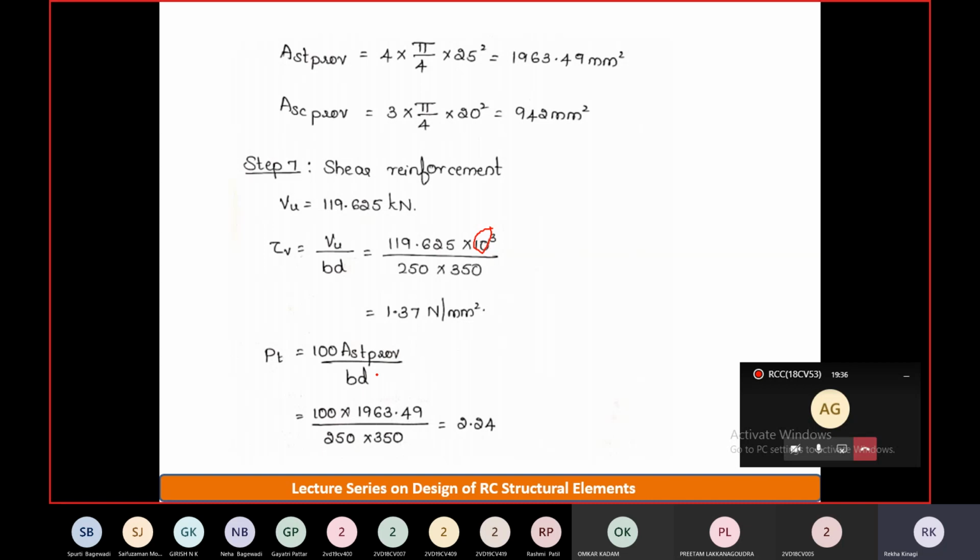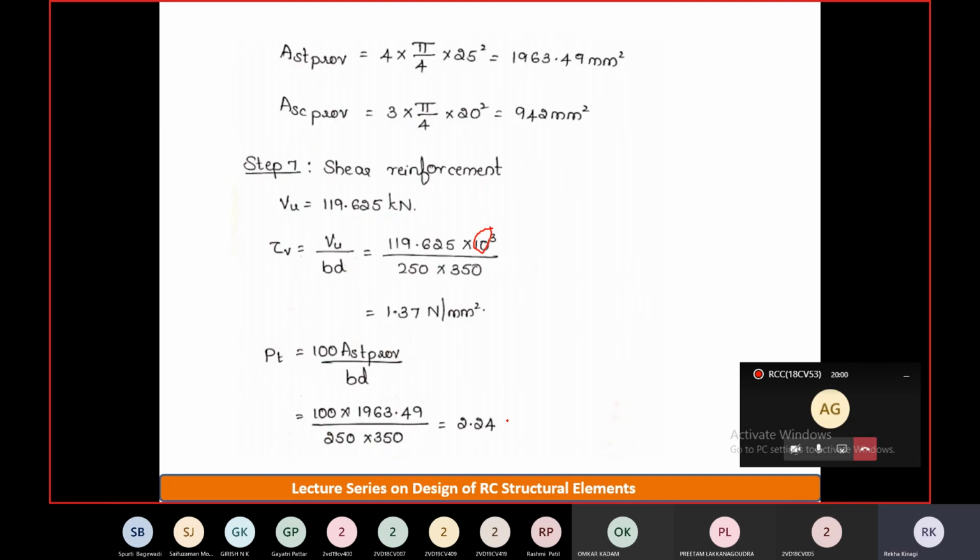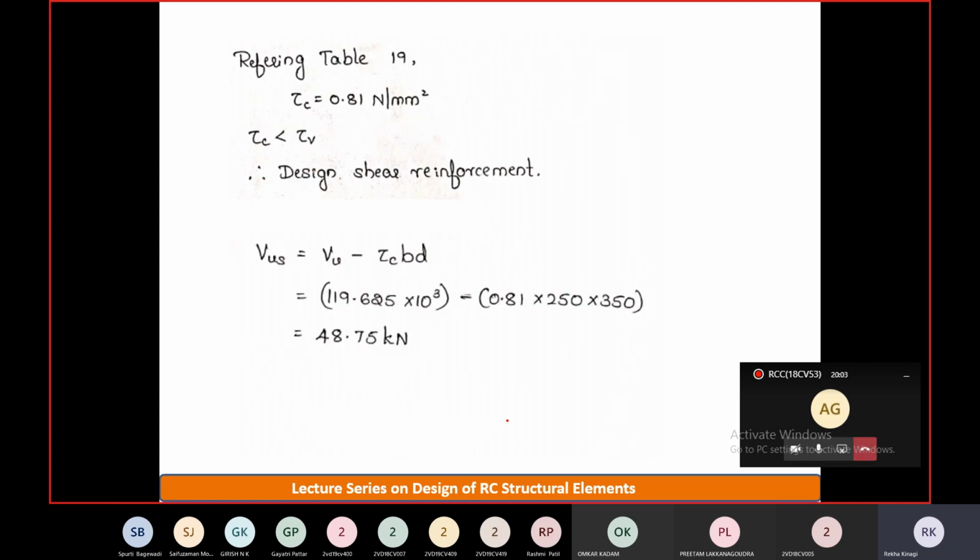This is again from the table 19 of IS 456. So AST provided is already calculated. Substitute the same value and calculate the value of PT, that will be 2.24 after substitution. And now the next thing is referring to table 19, depending upon the value of PT, that is 2.24, and the grade of concrete given in the example, that is M20 grade of concrete, we need to find out the value of tau c. So tau c is to be calculated using table 19. Let me show you the table.